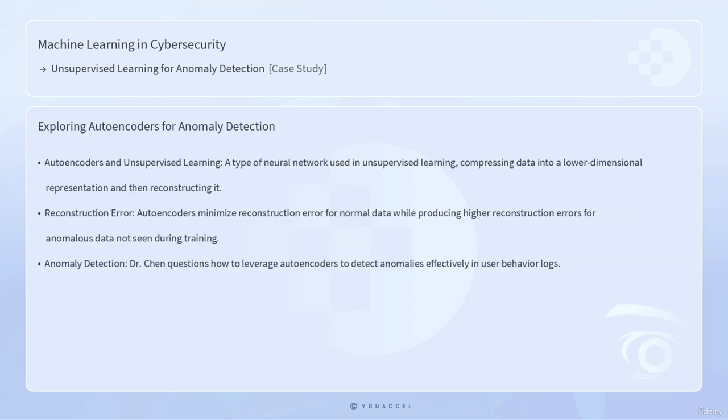Emily then delves into the topic of autoencoders, a type of neural network used in unsupervised learning. Autoencoders work by compressing data into a lower dimensional representation and then reconstructing it back to its original form, minimizing reconstruction error for normal data. Anomalous data, not seen during training, results in higher reconstruction errors. Dr. Chen poses another question to her team. How can we leverage autoencoders to detect anomalies in user behavior logs effectively?